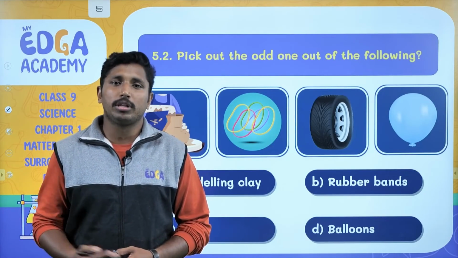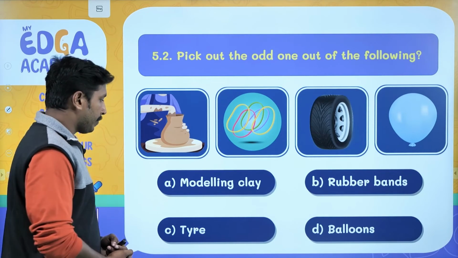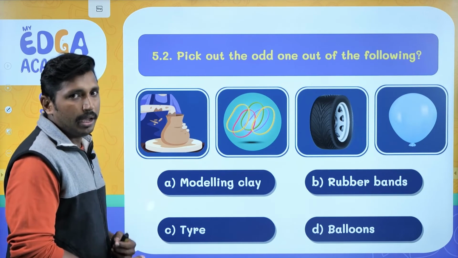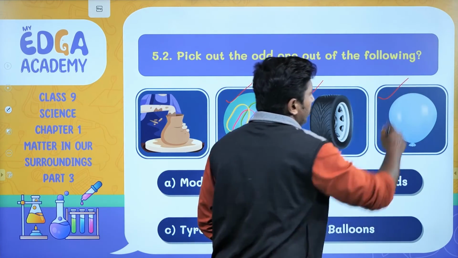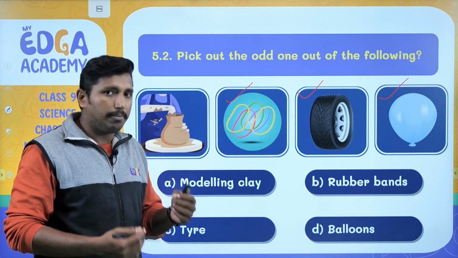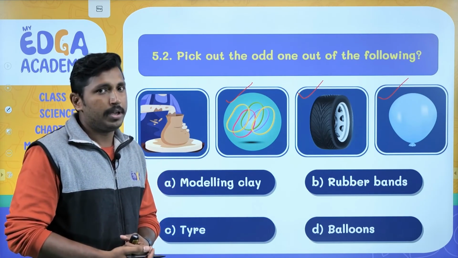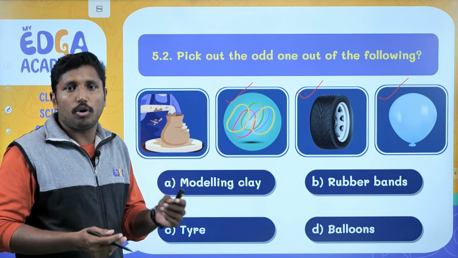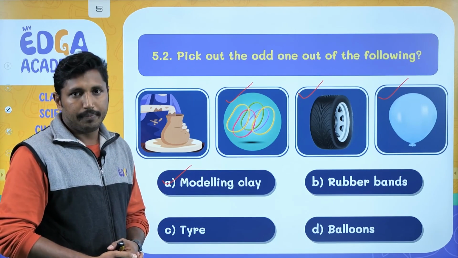Moving to the second question on the basis of that passage. The question is, pick out the odd one out of the following. Options: modeling clay, rubber bands, tire and balloons. In these given options, rubber bands, tire and balloons are made of rubber, and we know that they can be stretched and compressed easily. All those materials have very high elasticity. But modeling clay has less elasticity, and it cannot be stretched or compressed. So the odd one out will be option A, modeling clay.